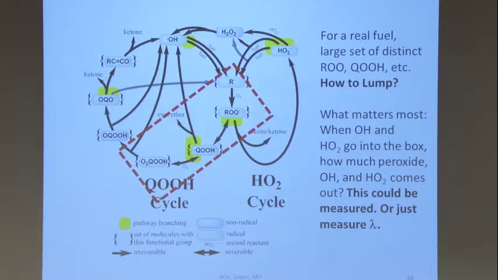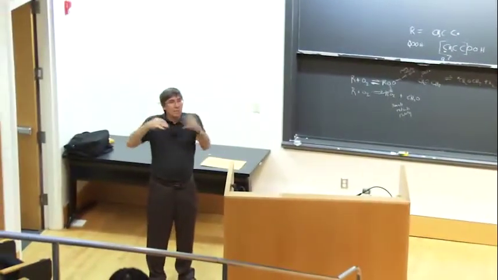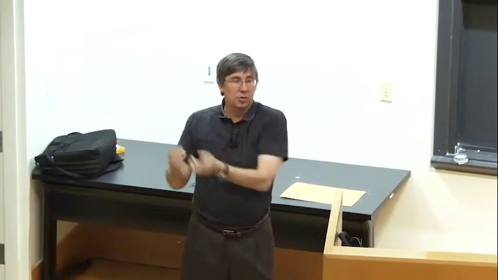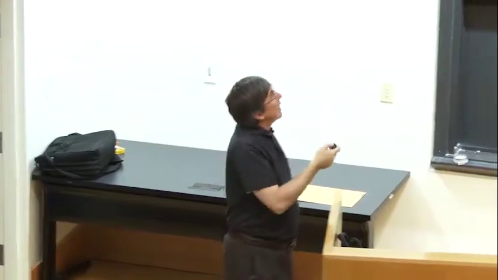And so I really only need to know a smaller property of the fuel. I don't need to know all the names of all the radicals that are made. I just need to know how many of them make HO2 and how many of them make peroxide. And if I know that ratio, then maybe that's enough. And so this is actually maybe possible.